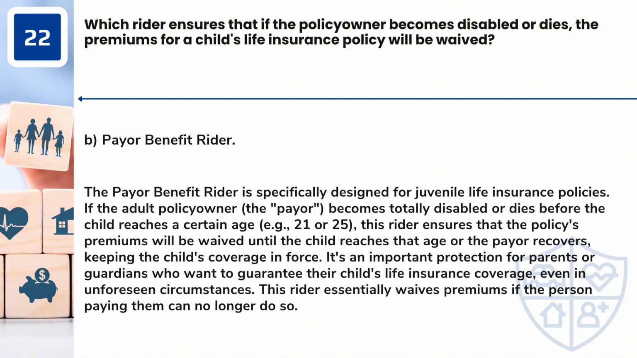Answer, B. Payor benefit rider. The Payor benefit rider is specifically designed for juvenile life insurance policies. If the adult policy owner, the payer, becomes totally disabled or dies before the child reaches a certain age, for example 21 or 25, this rider ensures that the policy's premiums will be waived until the child reaches that age or the payer recovers, keeping the child's coverage in force. It's an important protection for parents or guardians who want to guarantee their child's life insurance coverage, even in unforeseen circumstances. This rider essentially waives premiums if the person paying them can no longer do so.